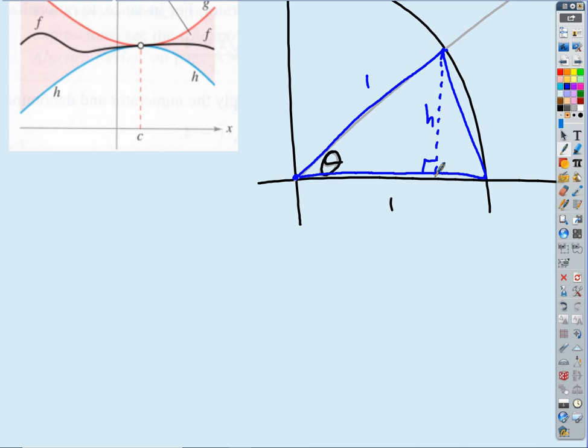So we could say sine theta equals h over 1, right? Which is just h. That allows us to calculate an area for that triangle, doesn't it? We can leave it as h, but really it's sine theta, right? h equals sine theta. So the area of the blue triangle is just going to be 1/2 times the base, which is 1, times the height, which is sine theta. Agree? So doesn't that just simplify to sine theta over 2? Okay, everybody with me? So that's the area of the blue triangle.